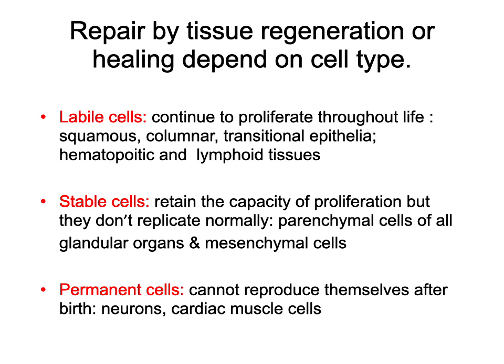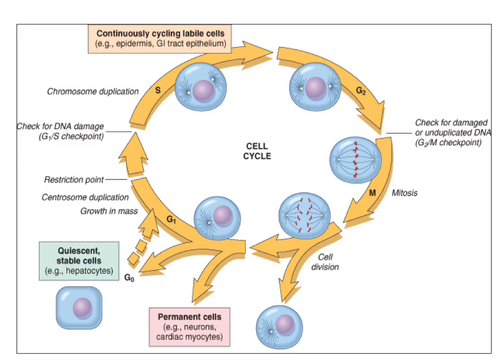Now, in stable cells, there is no continuous cell division. They will only divide when there is a need to. So for example, in the liver, you take out a piece of the liver, it's going to grow itself back. So that's an example of a stable cell. Permanent cells are cells that cannot reproduce themselves after birth. When they get damaged, they will no longer have the capacity to heal themselves, so as a result, you will develop scar tissue. Examples include neurons and the cardiac muscle cells.